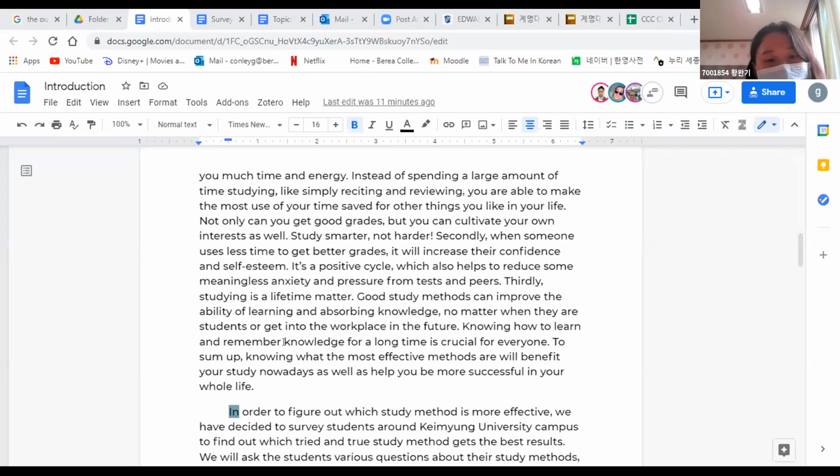And the third reason is studying is a long-term matter. Good study methods can improve the ability of learning and absorbing knowledge, no matter whether they are in school or in the future when they get into the workplace. So knowing how to learn and remember knowledge for a long time is important for everyone. So we think that it is important to study.